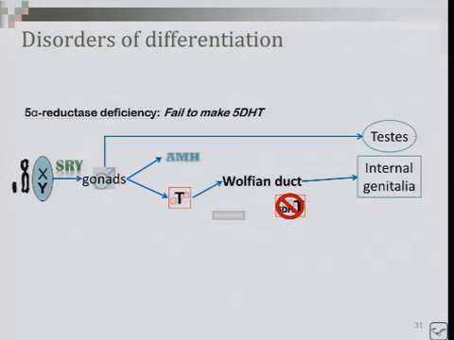And in fact, 5-DHT ends up being really important in development of secondary sexual characteristics in puberty. And so in a real severe case of 5-alpha reductase deficiency, these children are raised as girls, and nobody knows anything's wrong until they don't go through puberty.